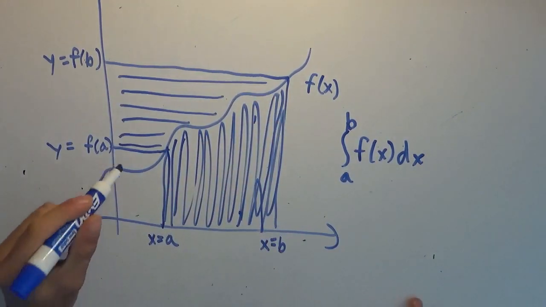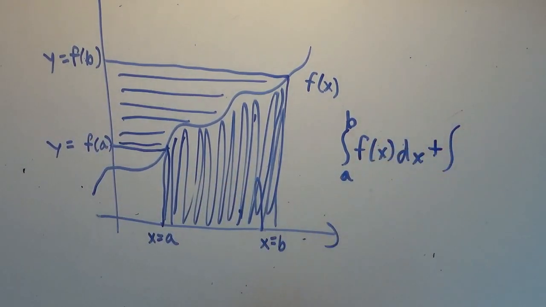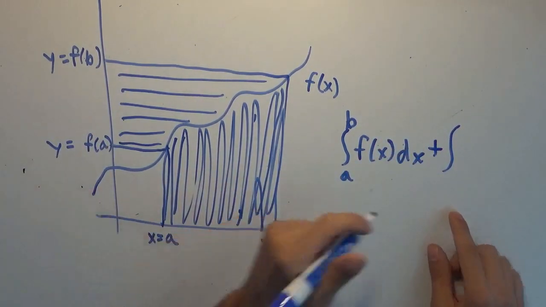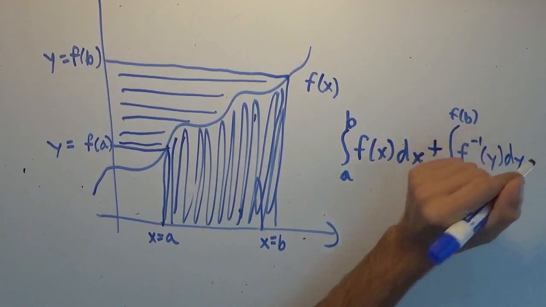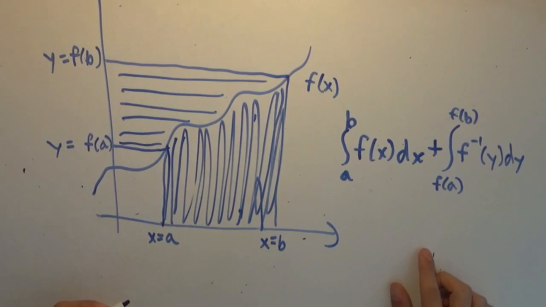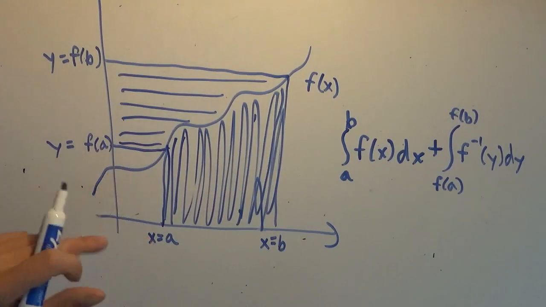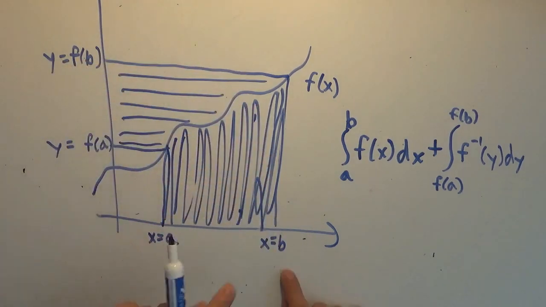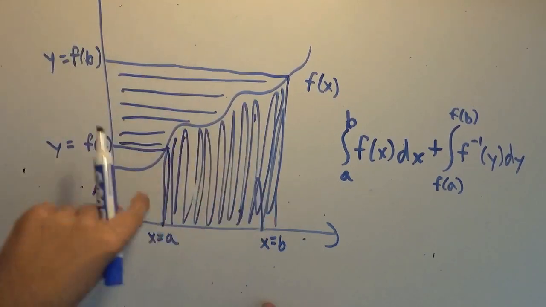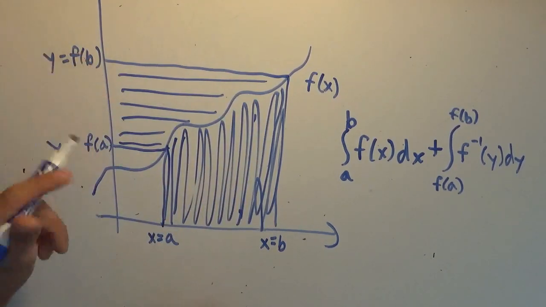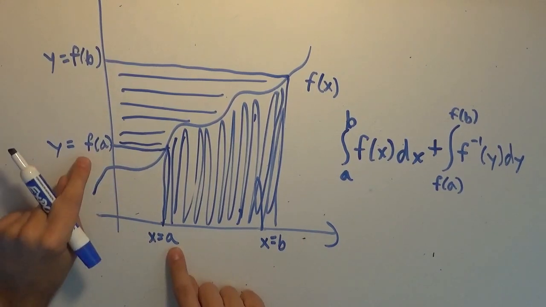So we can actually add those two areas together. So this becomes the integral from f of a to f of b of the inverse of f with respect to y. And we can actually say what this equals, right? Because what we have here is just a big rectangle. And the whole thing is the length b times the length f of b. So the area of the whole thing is b times f of b. But notice we're not including this little rectangle here. And the area of that is a times f of a.